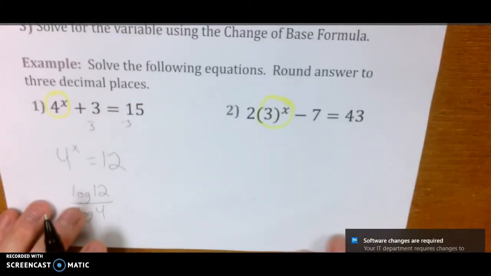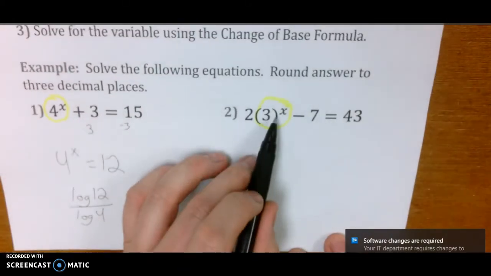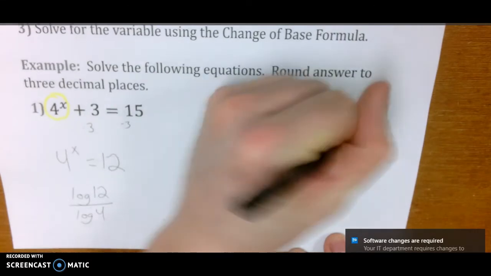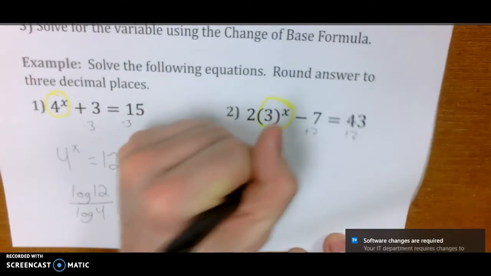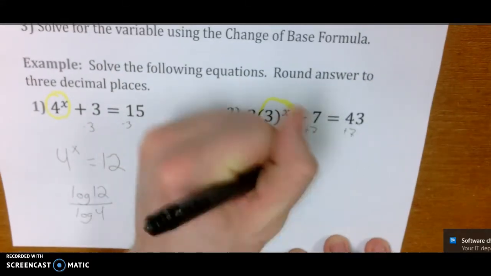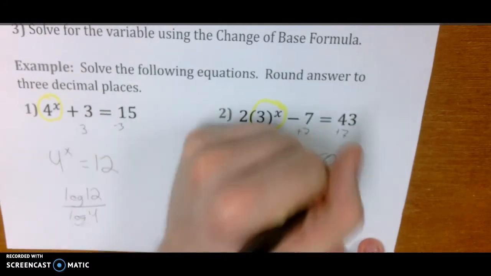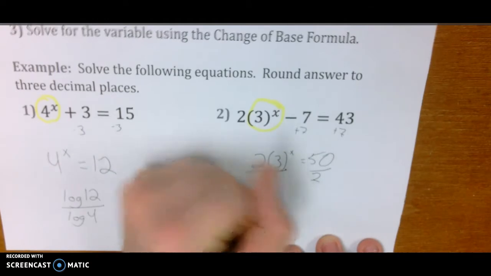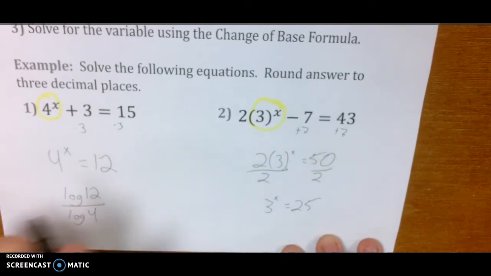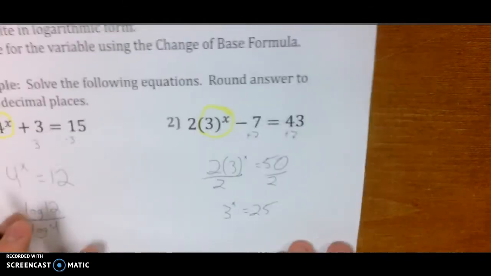If I look at number 2 here, my goal is to get this 3 to the x by itself. So first, the 7's got to go. So I'd have 2 times 3 to the x power equals 50. Then the 2's got to go, so we'll divide that out. So I've got 3 to the x equals, let's see, this would be 25. And then we go to our calculator.